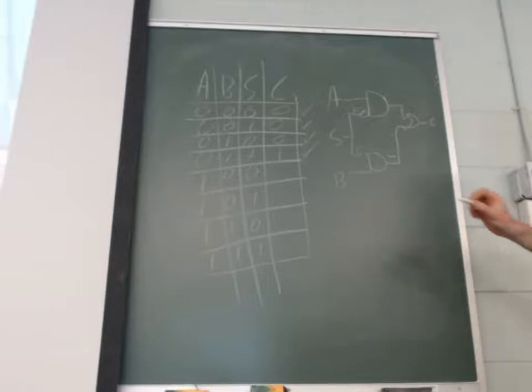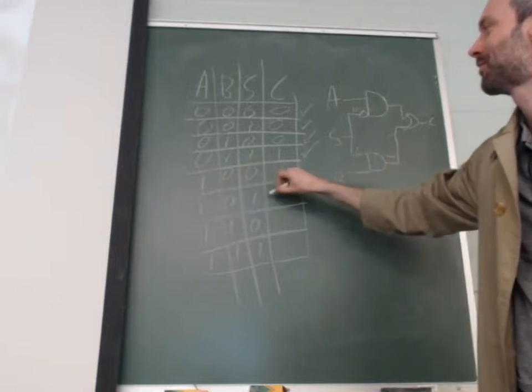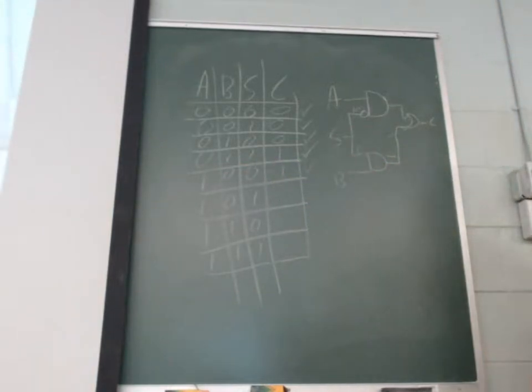So 1 or 0 is 1, sorry. So it's 0, selecting A, there's the 1. All right, how are we doing now?